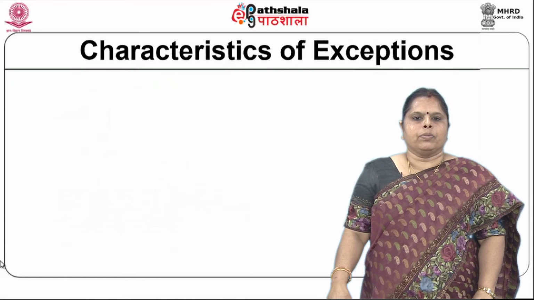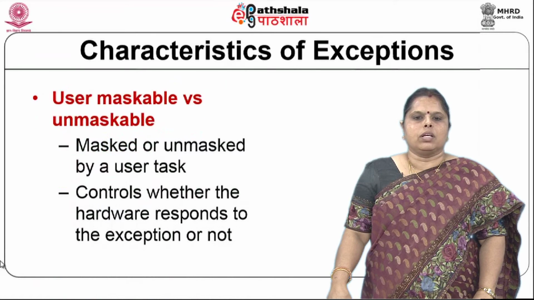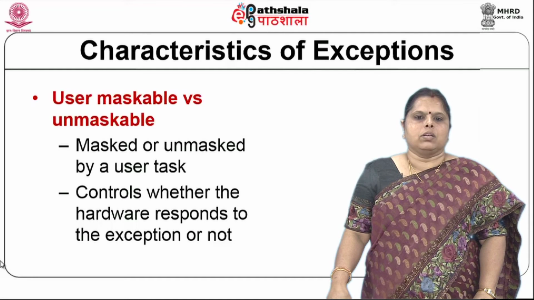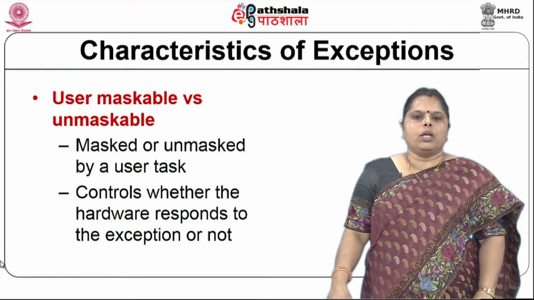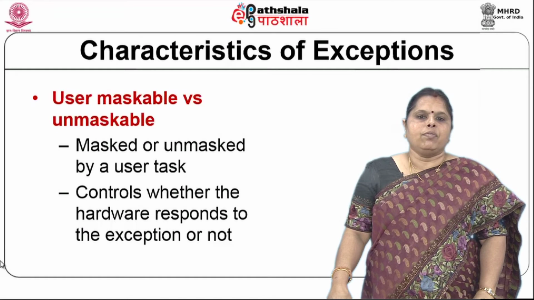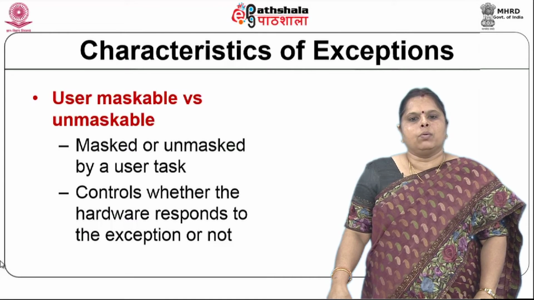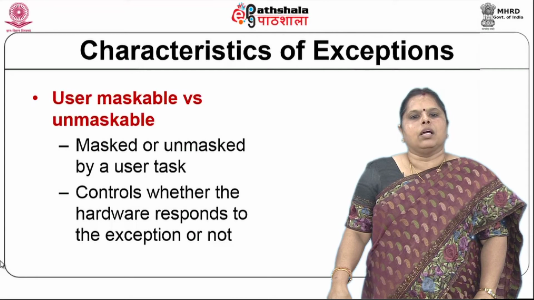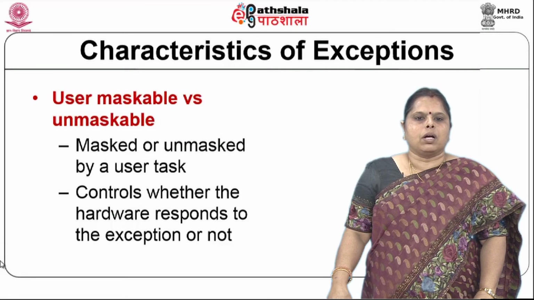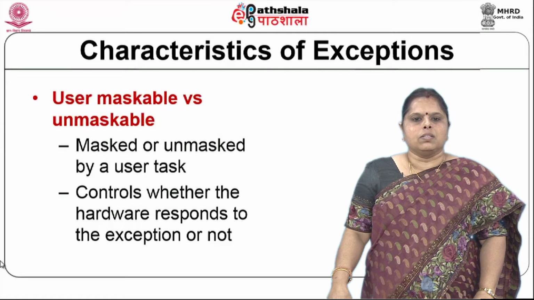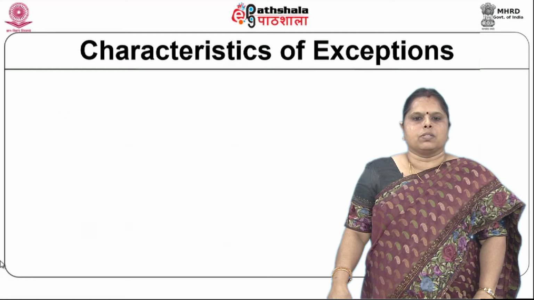The next characteristic of exceptions is whether the exception is user maskable or unmaskable. Some exceptions are maskable, some cannot be masked. It can be masked or unmasked by a user task. It controls whether the hardware responds to a particular exception or not. If an exception is masked, then the hardware is not going to respond to that exception. If an exception is unmasked, then the hardware will respond to it. Whether an exception can be masked or unmasked depends on the architecture. You have certain instructions which will help you mask certain exceptions.